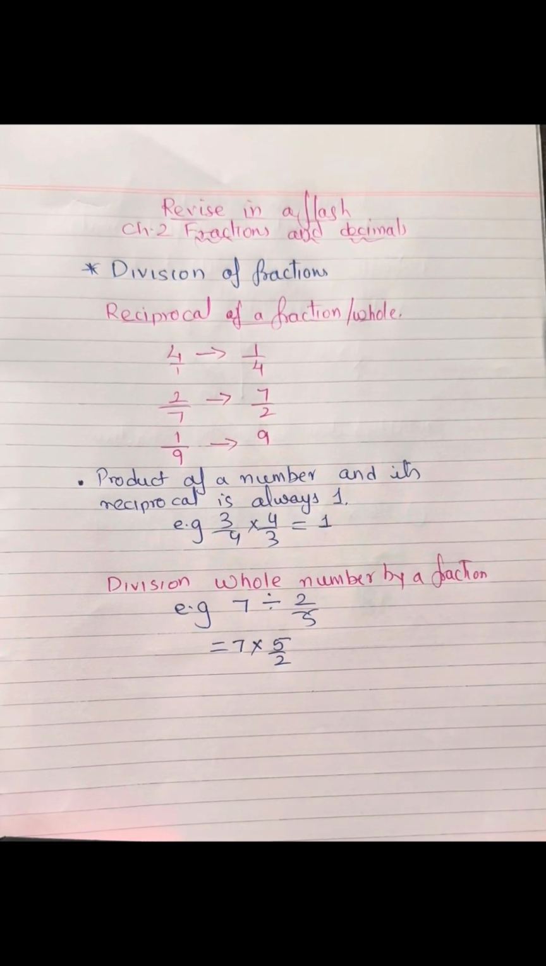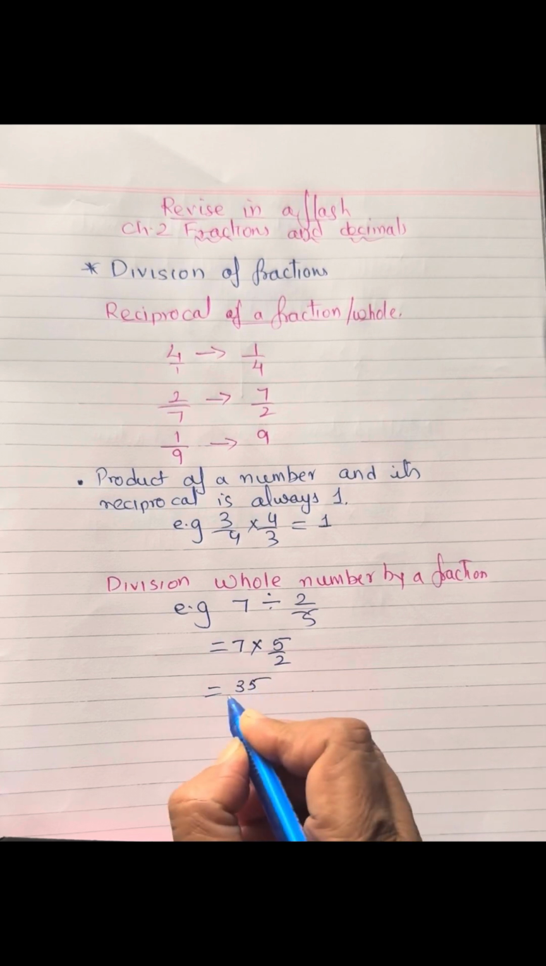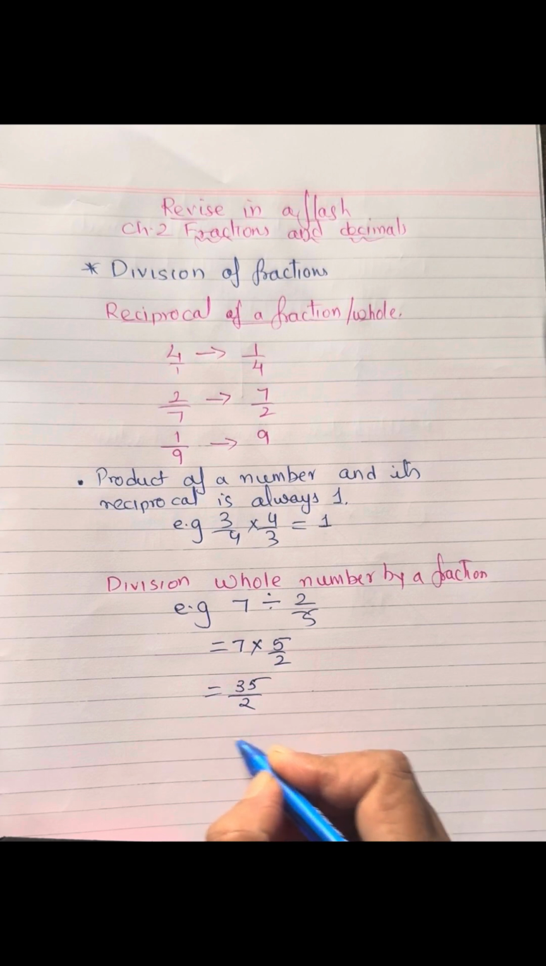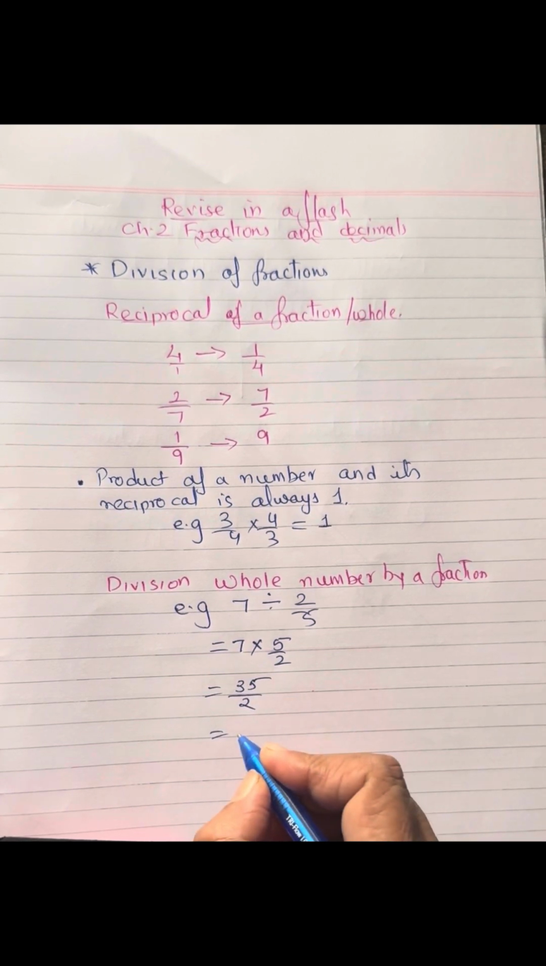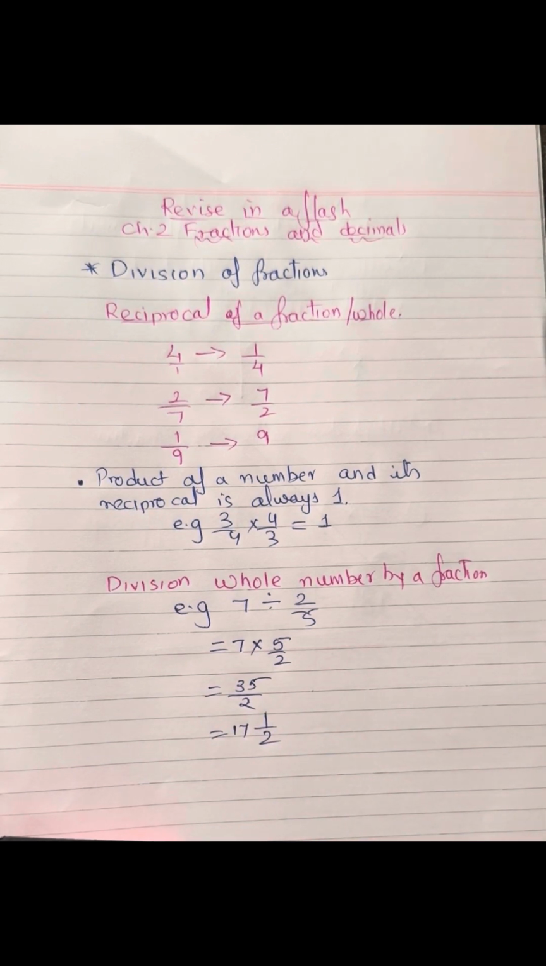Okay. Then the next step is similar to multiplication. So 7 5s are 35 upon 2. And you get the fraction as an improper fraction. Just change it into mixed. So 2 17s are 34. So 17 will be the whole part, and the remainder 1 upon 2. So the answer is 17 whole 1 upon 2.